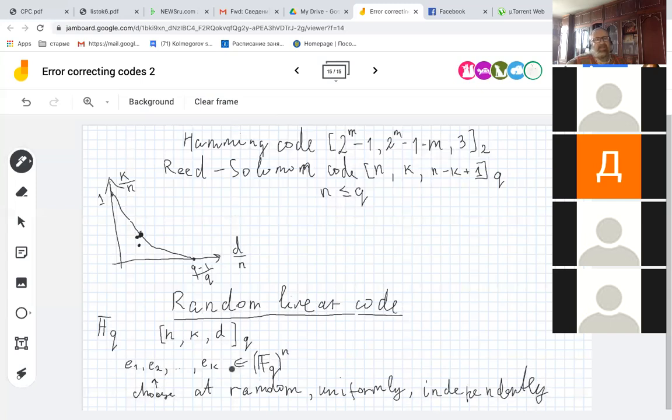Then we claim that with high probability, the resulting code will have the distance such that the parameters of the code are close to the Varshamov-Gilbert bound. More precisely, we have the following theorem.